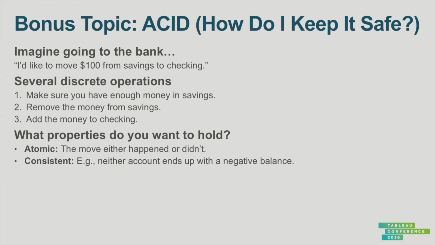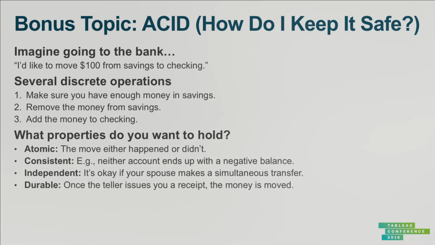It needs to be consistent. So I've got this constraint. I have to have non-zero balances. I want that to hold. I don't want that to be violated. They have to be independent. So if my wife is making transactions as well, then they can't in concert both be accepted and violate constraints, right? They have to each work.